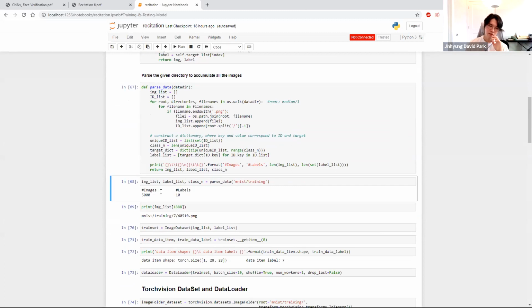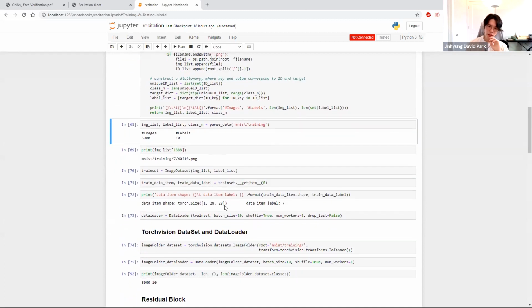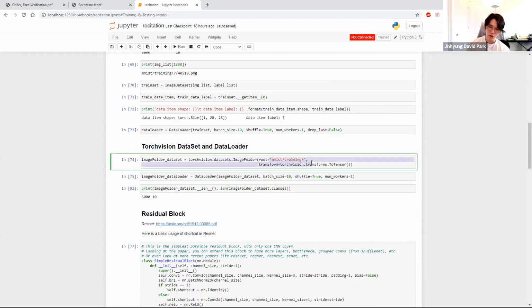Then you can see that there are 5,000 images and 10 labels, and each image is 28 by 28. Now there's a lot easier way to do this, and that's just to use image folder. You just give it the root directory, and you can look at the PyTorch documentation to see what folder structure it expects. You can specify a transform here, and you should always have this, I think. It converts the image into a PyTorch tensor.